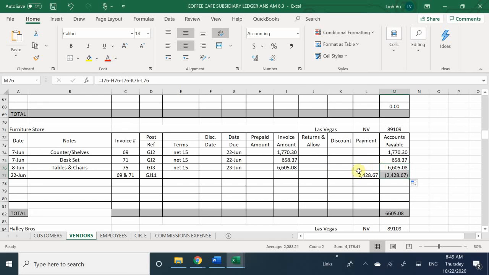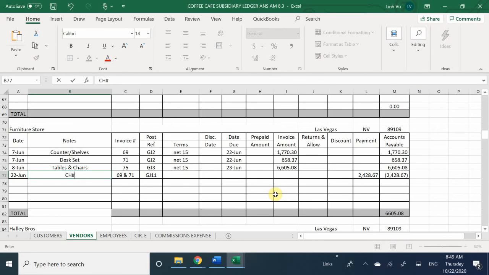$6,605.08, which is going to be your table and chairs. So, what check number did you use? 1520. Just so you know, when you made a payment, you have a reference point that you used: check 1521. Gotcha. Okay, and I believe that is all. Good.